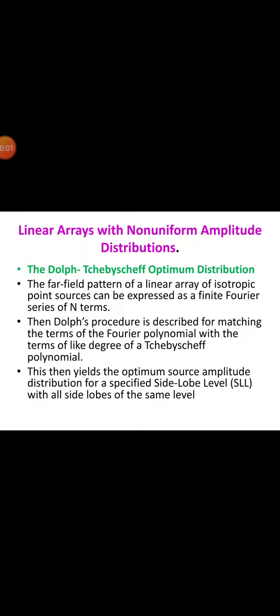Welcome to this module. In this presentation, let us have an insight into linear arrays with non-uniform amplitude distribution. Let us begin by comparing the field patterns of four amplitude distributions, namely uniform, binomial, edge, and optimum. To be specific, we will consider a linear array of 5 isotropic sources with lambda by 2 spacing.